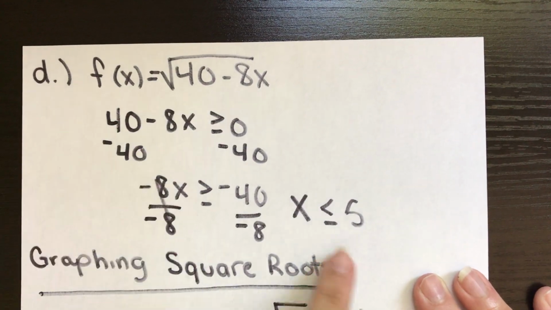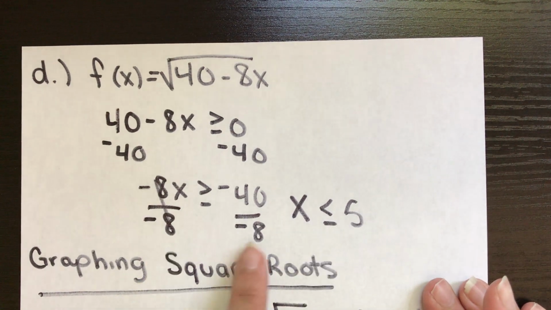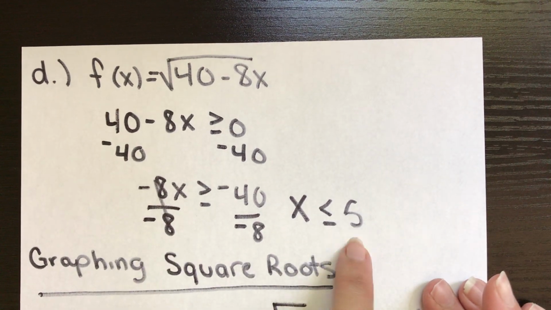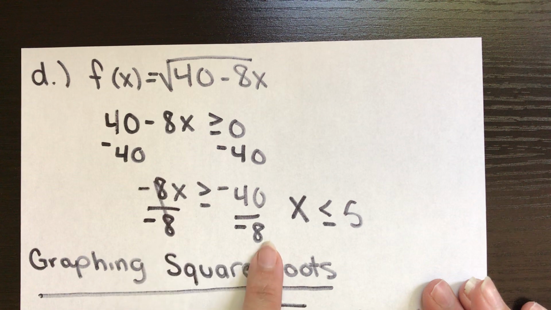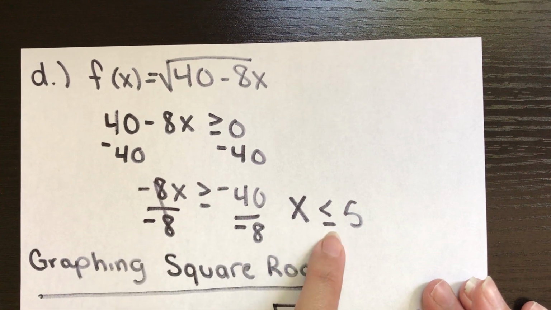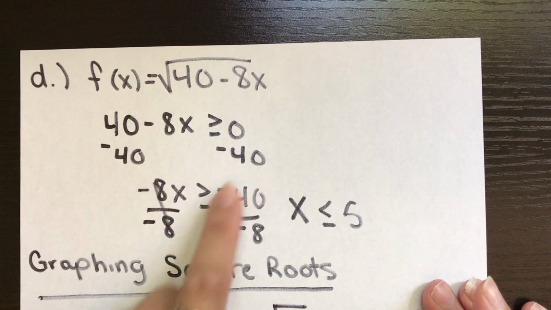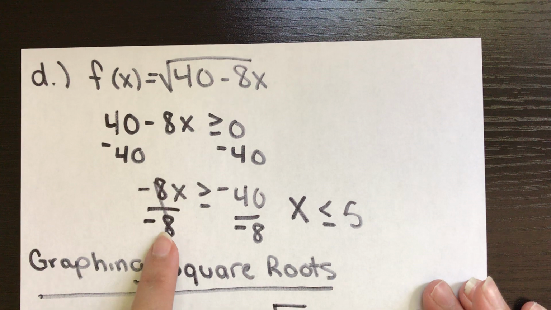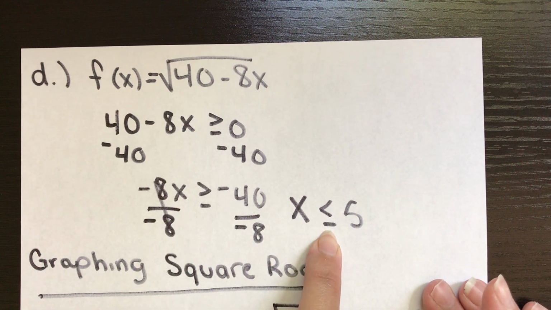X is not greater than or equal to anymore, but less than or equal to, because I'm dividing. It has nothing to do with your final answer. Some people think, but my final answer is not negative. The rule is if you divide both sides, or multiply, but in this case we're dividing, by a negative, that's when you flip it. I didn't flip it here because I was subtracting on both sides. The rule is if you multiply or divide by something that's negative, you have to flip the inequality symbol.